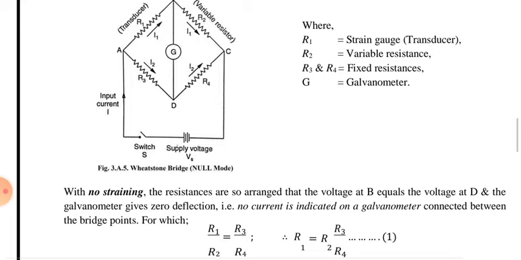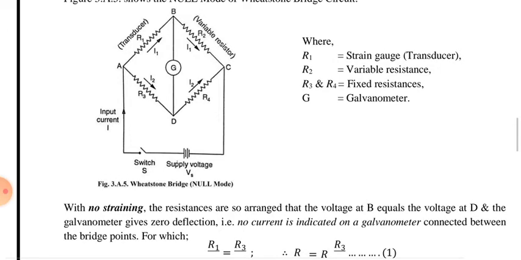In the first case, when there is no strain, the resistances are so arranged that the voltage at B is equal to the voltage at D, and the galvanometer gives zero deflection. Whatever the voltage at B, it will be equal to the voltage at D, and the galvanometer gives zero deflection.